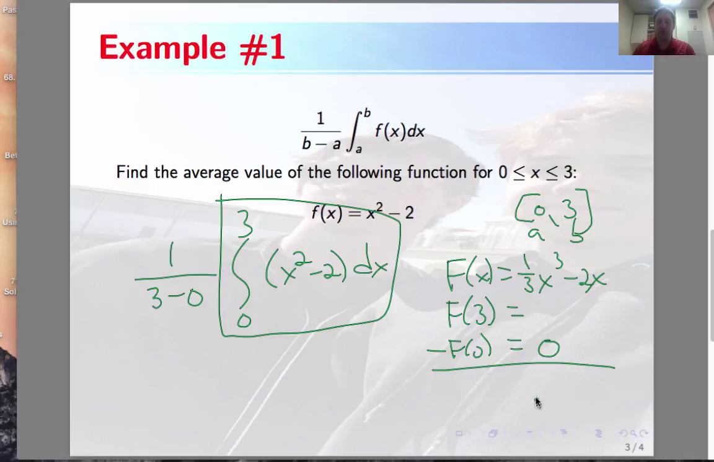Luckily, capital F of 0 is 0. Capital F of 3 is a little more complicated. It's something like 3, maybe? Is that right? 9 minus 6? Yeah, 3. Cool. So that definite integral is equal to 3.